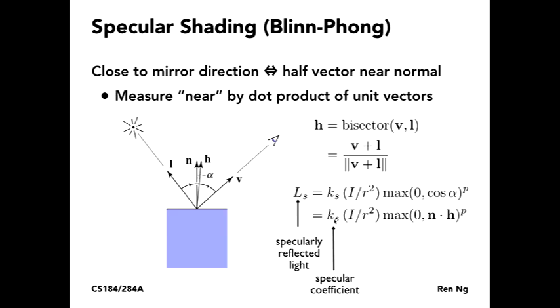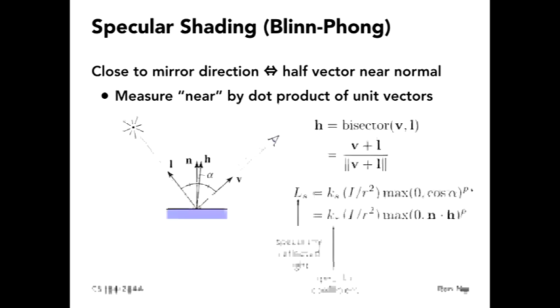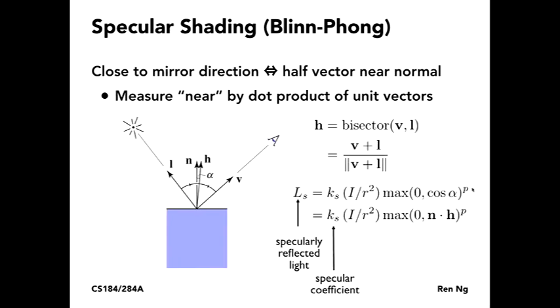You can try to observe that as you look at different metal materials and different plasticky or dielectric materials as you go around. Okay. Anyway, so K sub S is the color of the specular reflection. There's the same I over R squared term. And then here there's a cosine alpha and there's a P term. That's what differs. What's alpha again?